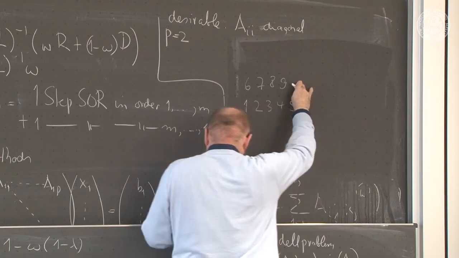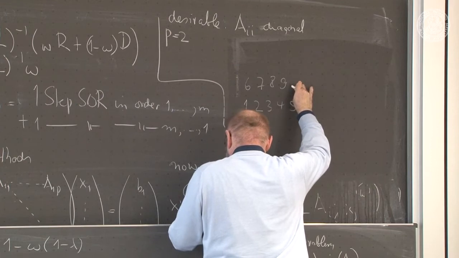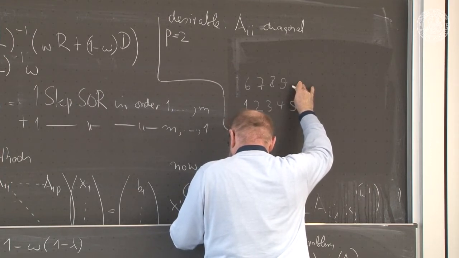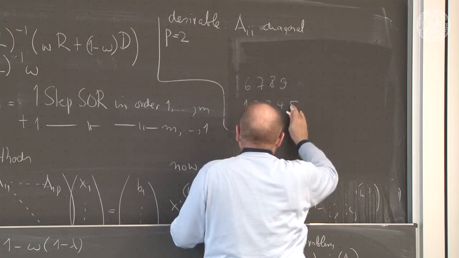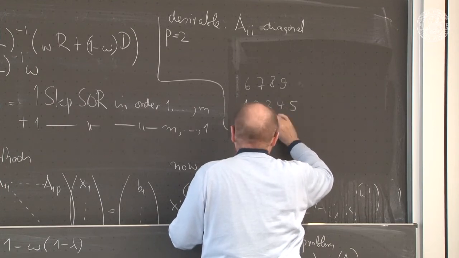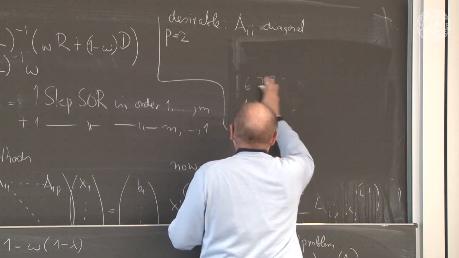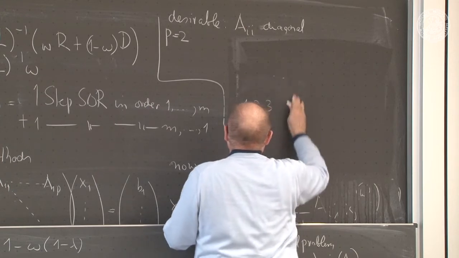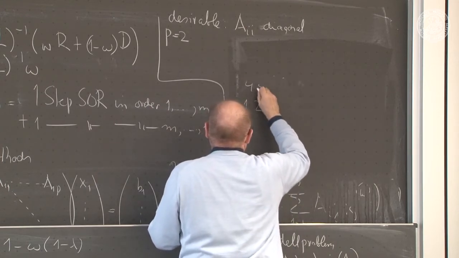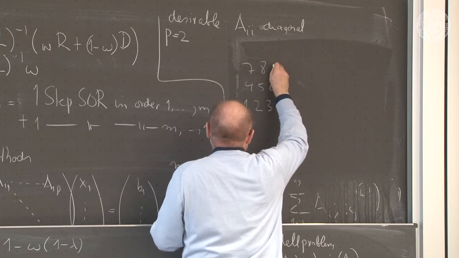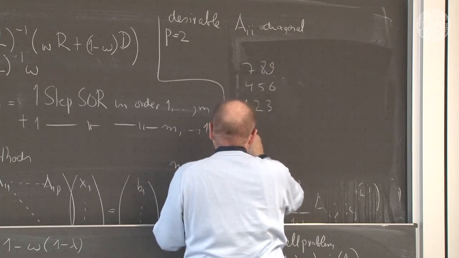Why don't I have a 10 here? Okay, let's stick to 9 nodes. Then we do it the other way around. We do it in a square: 1, 2, 3, 4, 5, 6, 7, 8, 9. And now we subdivide those nodes.